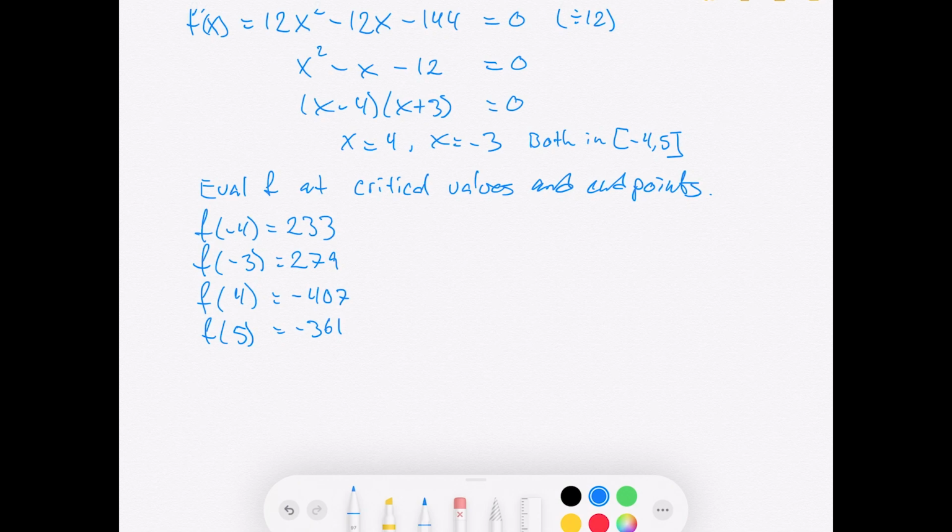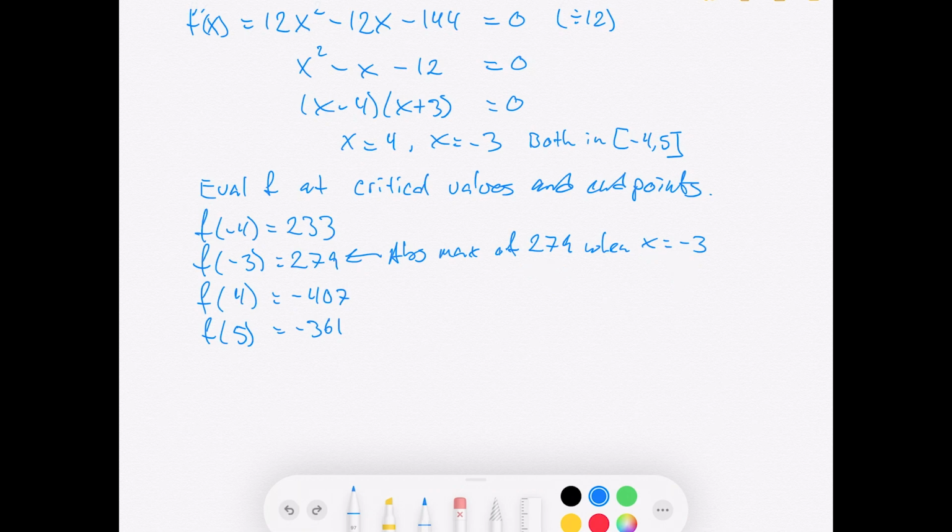The largest of the values that we see here, this is the absolute max. So if I asked you, what's the absolute maximum? The answer is 279, when x equals negative 3. So this is what happens, and this is when it happens.